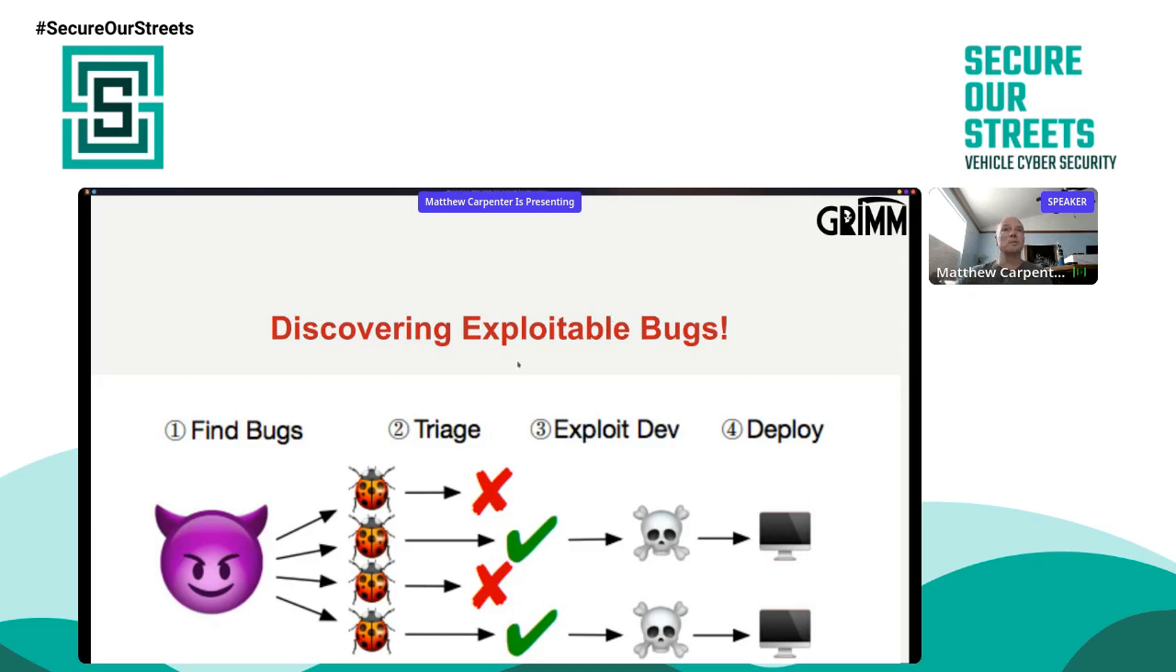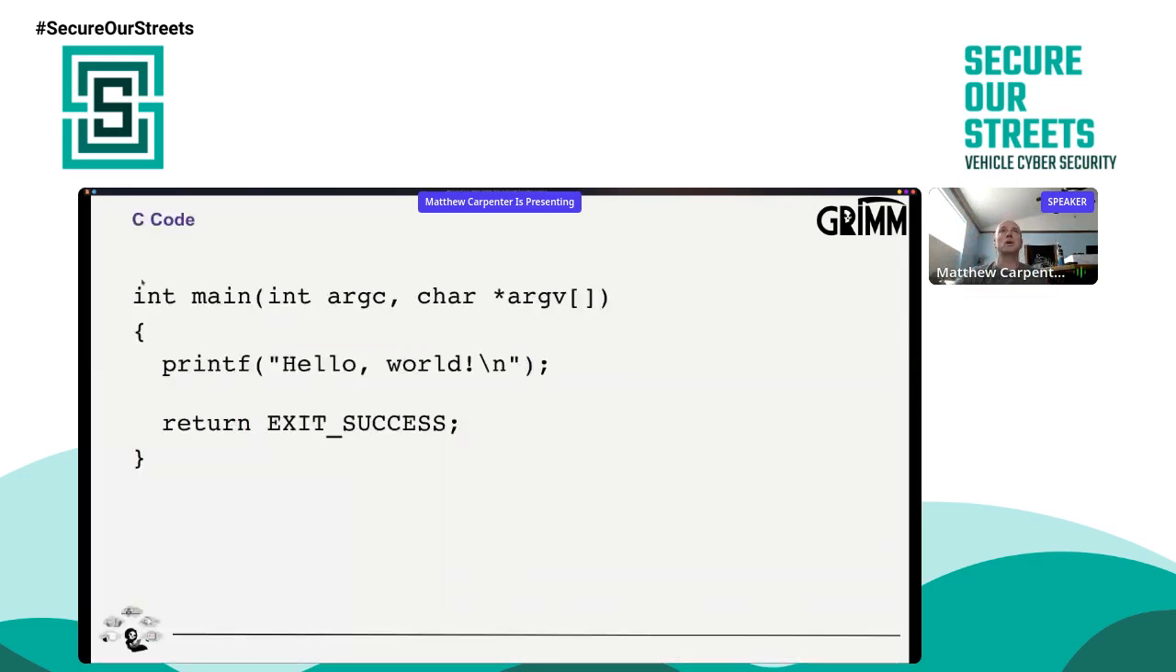So discovering exploitable bugs, this is the hard part. We have to dive deep into how a computer system works. So looks like we have a few people who've got some C experience and some other programming experience. Very good. So here's a C program, a very basic C program.